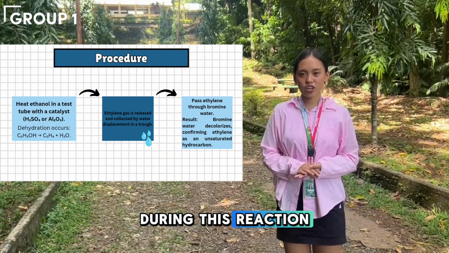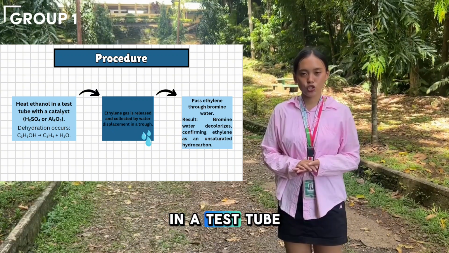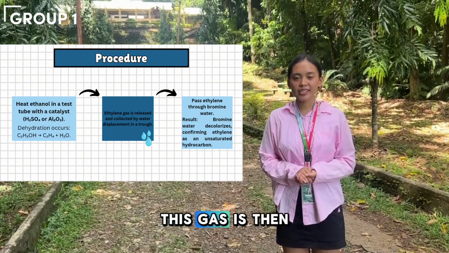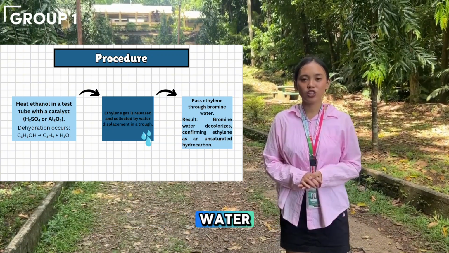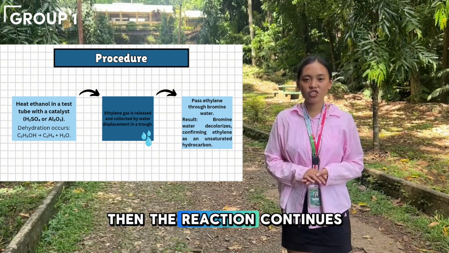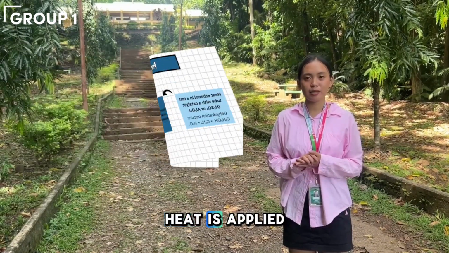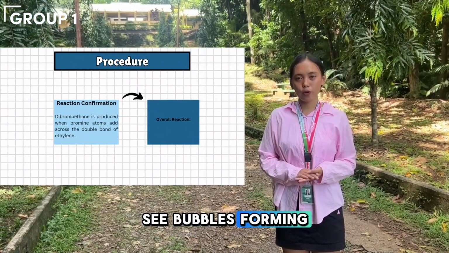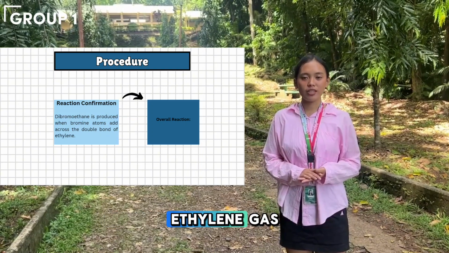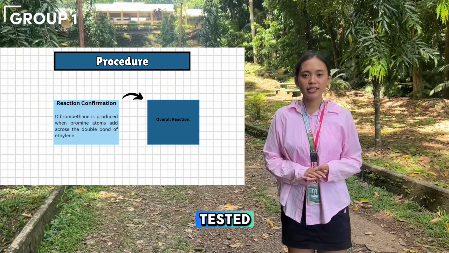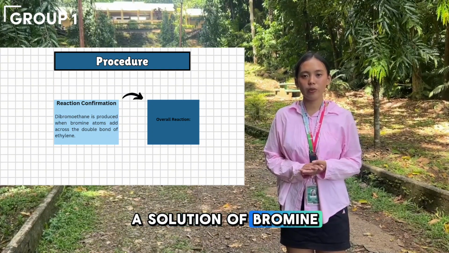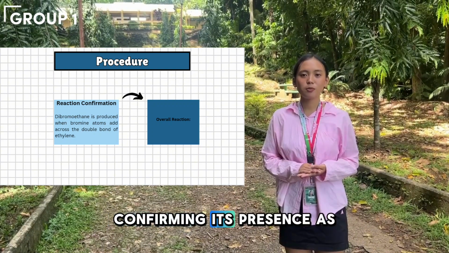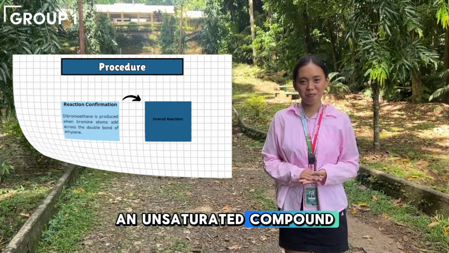During this reaction, the ethanol is heated in a test tube and we observe the formation of ethylene gas. This gas is then collected by displacement of water in a water trough, and the reaction continues as long as the heat is applied. As we heat the mixture, we start to see bubbles forming, indicating the production of ethylene gas. The gas can be tested by passing it through a solution of bromine water. Ethylene will decolorize the bromine, confirming its presence as an unsaturated compound.